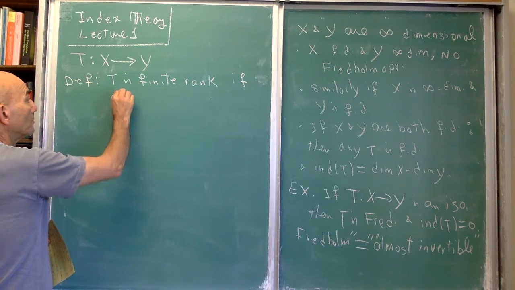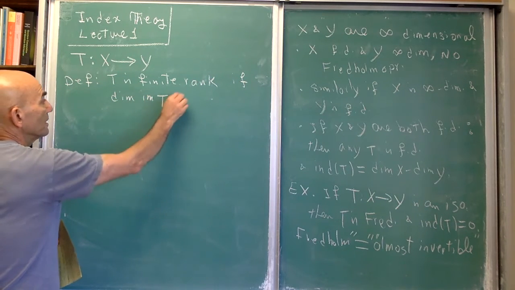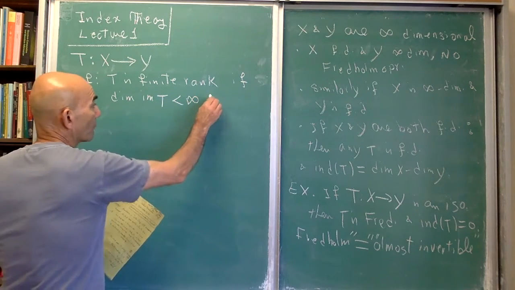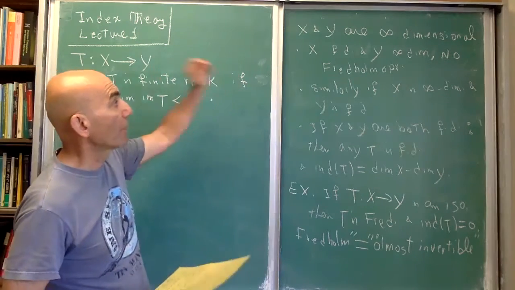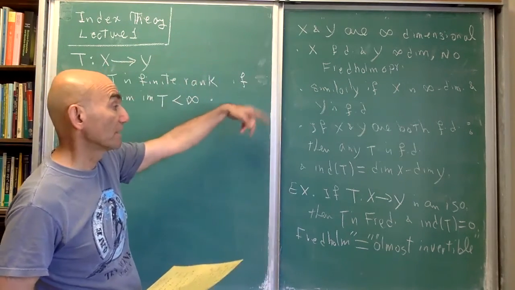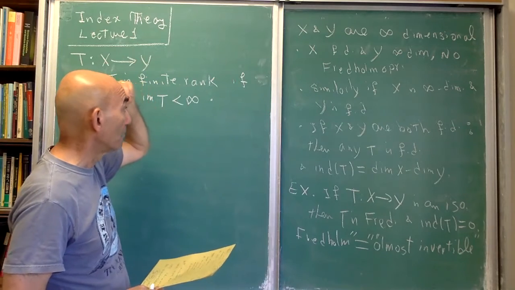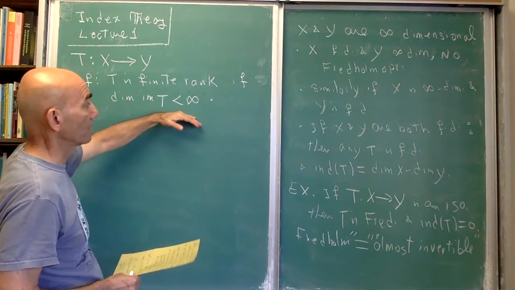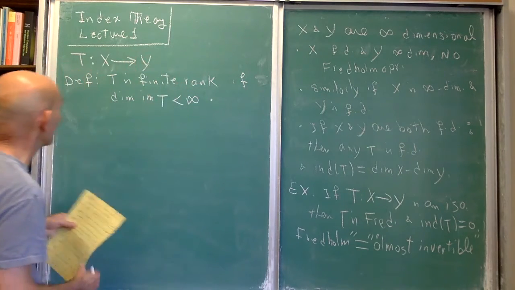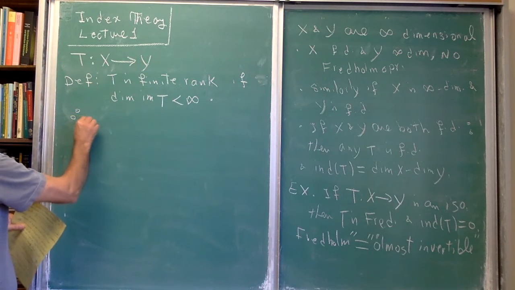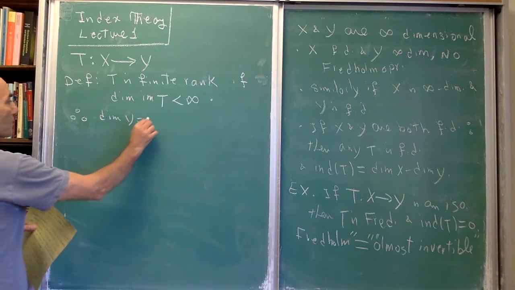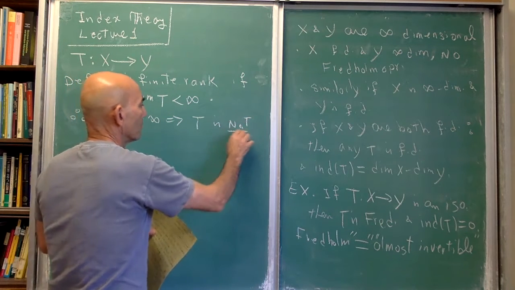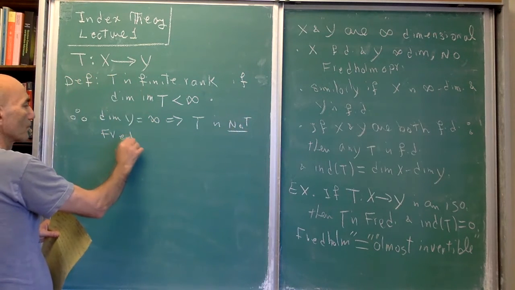The dimension of the image of T is less than infinity, so this operator T has a finite-dimensional image. Of course, in the case that X and Y are both infinite dimensional, which as we discussed is the only interesting case, a finite rank operator is never Fredholm, because its image is finite dimensional, so its co-kernel is going to be infinite dimensional. So dimension of Y infinite implies that T is not Fredholm.